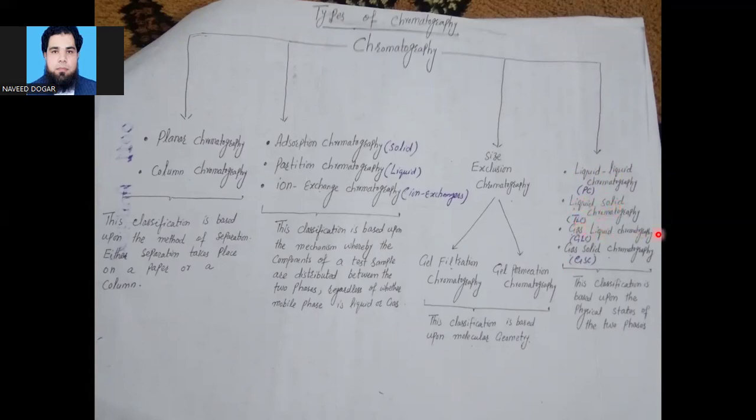Then gas-liquid chromatography. Here, gas is the mobile phase and liquid is the stationary phase. The example is GLC. And gas-solid chromatography. Here, the mobile phase is gas and the stationary phase is solid. This is called GSC. In GSC, adsorption takes place, and in GLC, partition basically takes place.